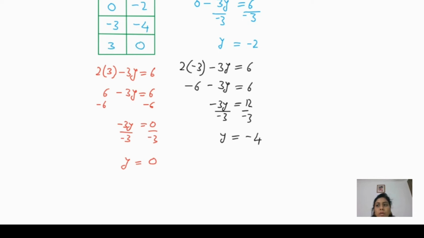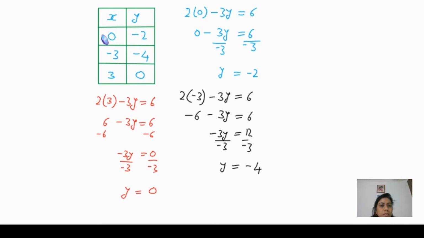Okay. Now this table we can convert into ordered pairs. So first we got 0, minus 2: x value 0, y value minus 2. Second, minus 3, minus 4. And third, 3, 0. Okay, we can plot 0, minus 2.